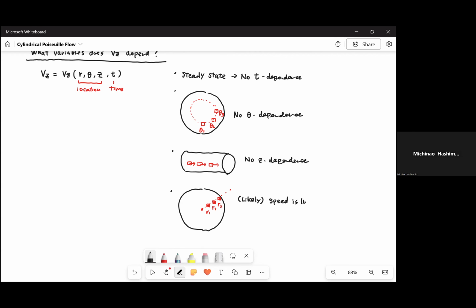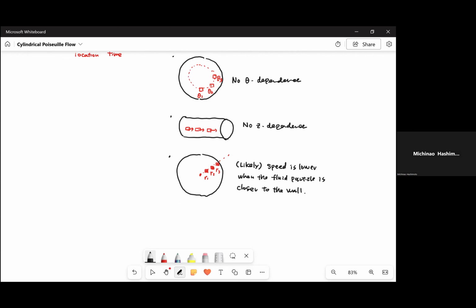Likely the speed is lower when the fluid particle is closer to the wall. Well, it makes sense, right? Just like when we had the Poiseuille flow between the two plates, when the flow is closer to the wall, because of the no slip, it receives a higher shear stress, and so it achieves a lower flow rate.